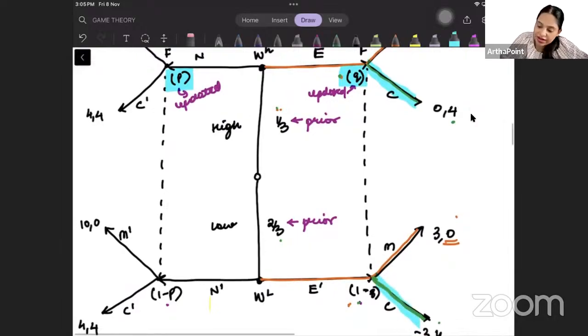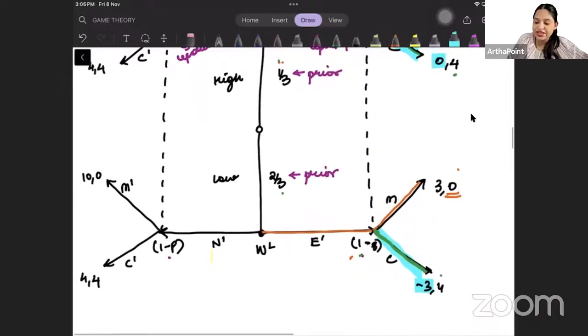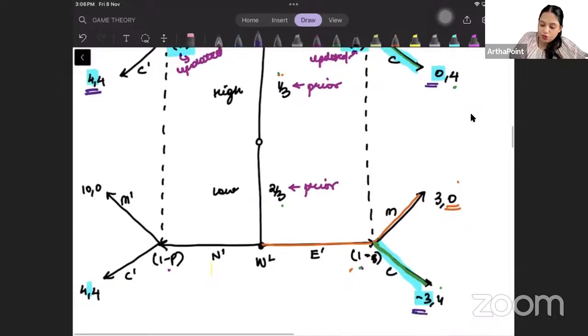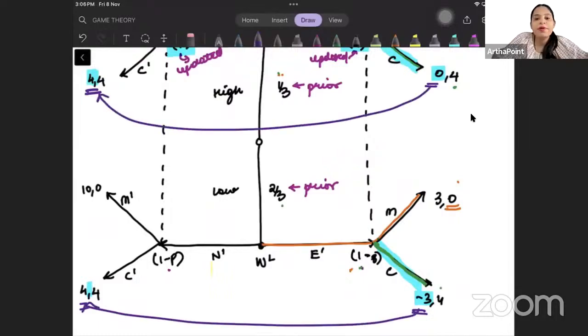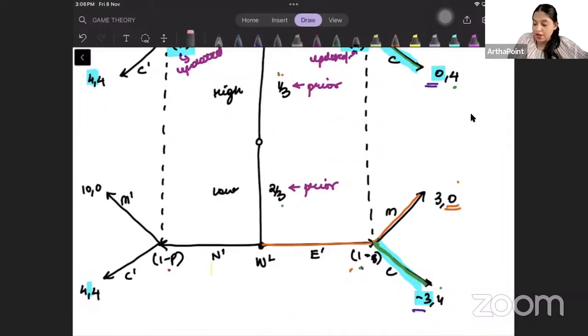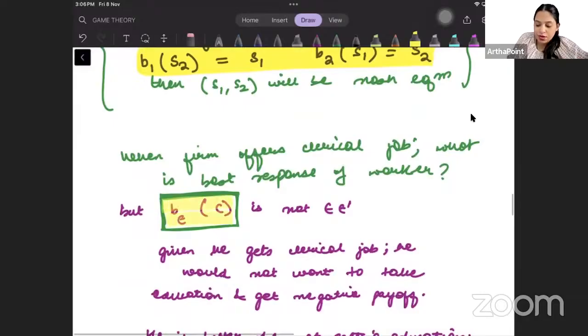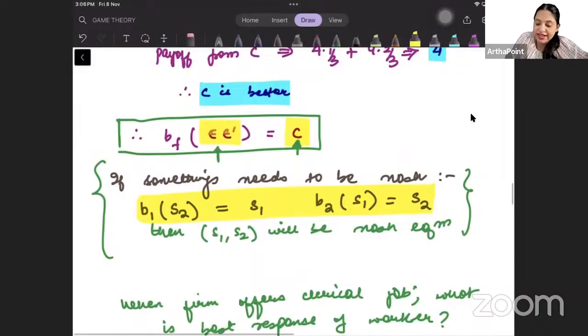तो अगर वर्कर को पता ही है, if the worker knows that he will always get a clerical job, तो clerical job में worker का payoff is 0 and -3 बेटा, when he gets education, and by not getting education उसका payoff 4 और 4 है. So by not getting education, 0 से 4, -3 से 4, worker will be able to increase his payoff. और ये बहुत बेसिक है, if clerical job is to be offered, I am better off by not educating myself. So the best response of worker when firm is offering clerical job is not getting education.